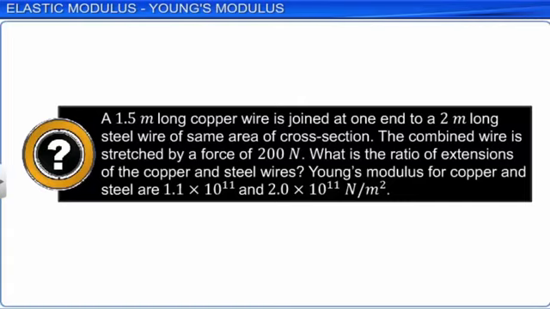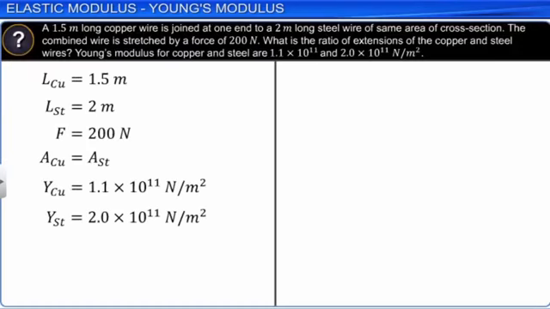The values given in the problem are the original lengths of the two wires, load, and Young modulus for each material. We write the expression for Y for the copper and steel wires.